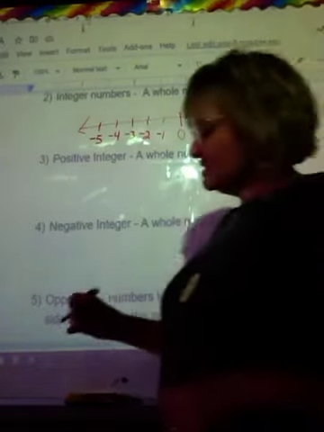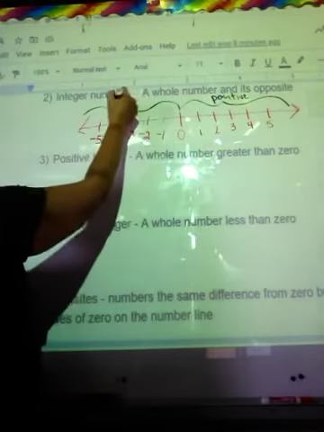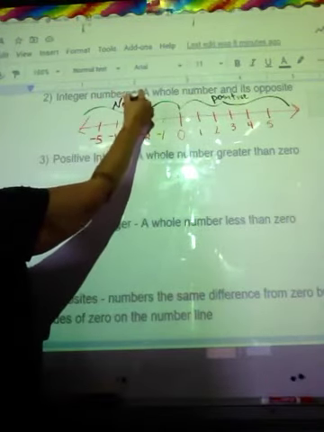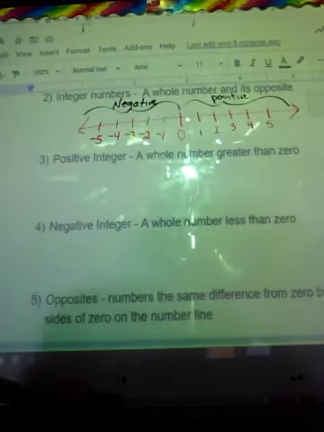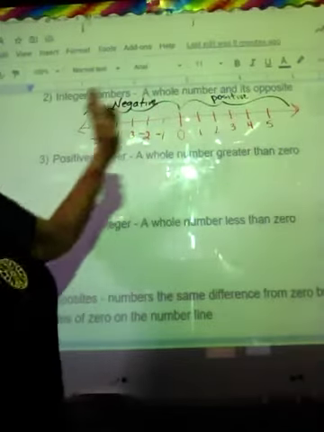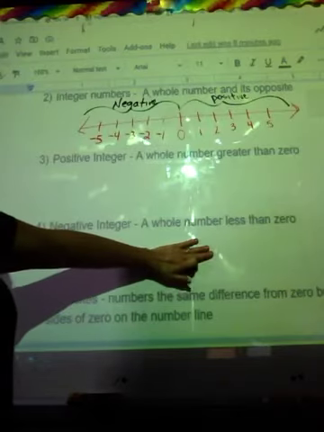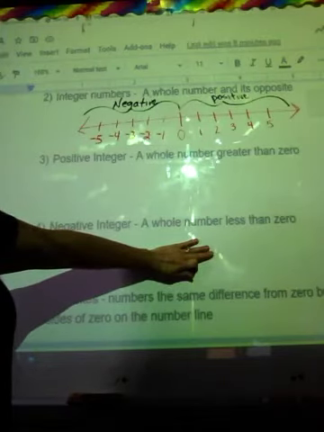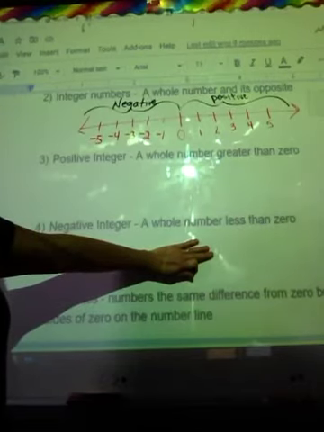So all of these numbers over here are going to be negative. Have you seen that before? Probably. We got our positive and our negative. Okay? A whole number less than 0 is negative. A whole number greater than 0 is positive.